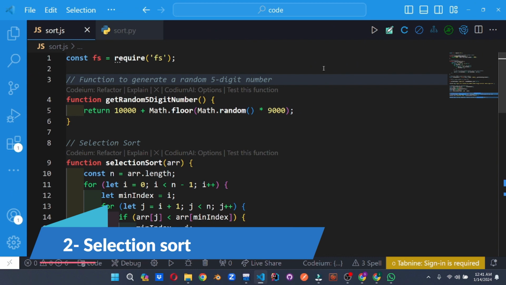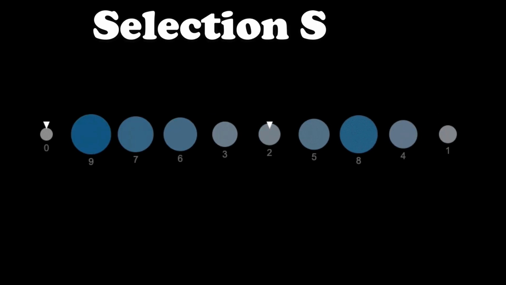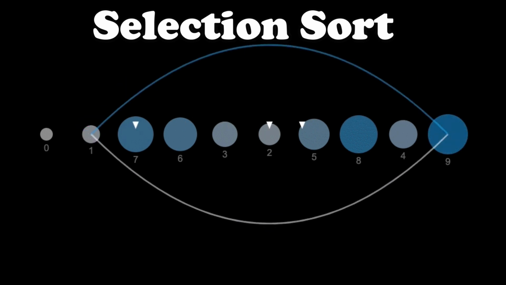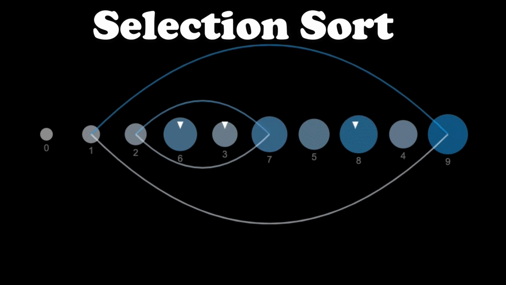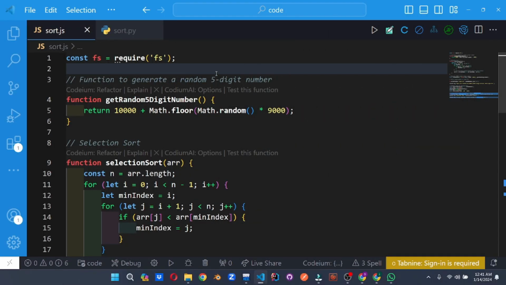Moving on to selection sort, a straightforward algorithm where we repeatedly select the smallest or the largest element and place it in its final position. This one's like finding the minimum or maximum in an unsorted list and building your sorted list from there. So let's check it out in code. Most of the code is similar to the code we previously viewed, so let's discuss the part which is different.